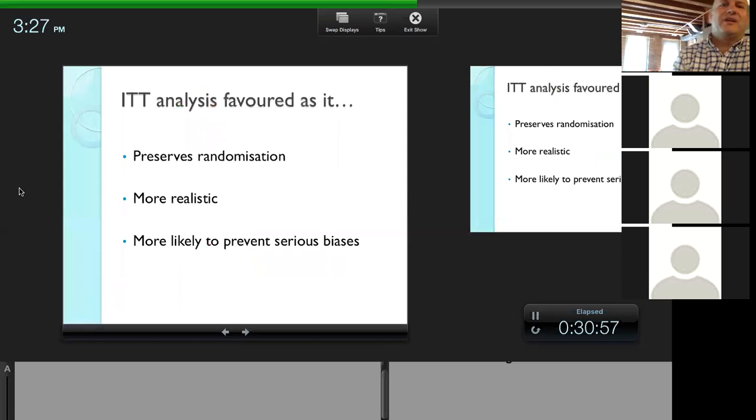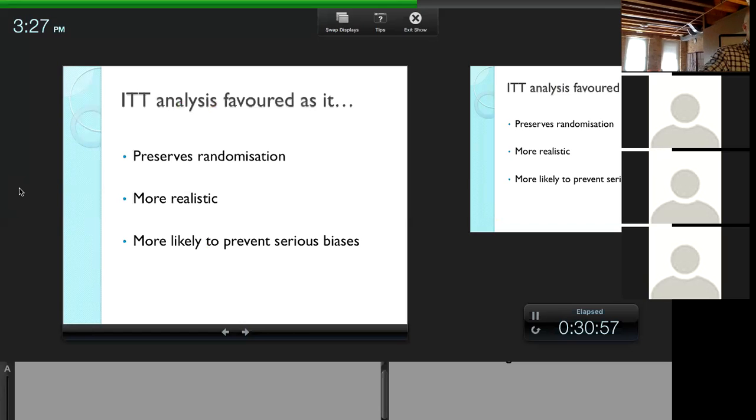Okay. So we prefer an intention to treat analysis because it preserves that randomization. The randomization gives us that balance between the groups. As soon as we start excluding people who don't drop out at random, we lose that confidence and that balance between groups. ITT is more realistic to the clinical real world.